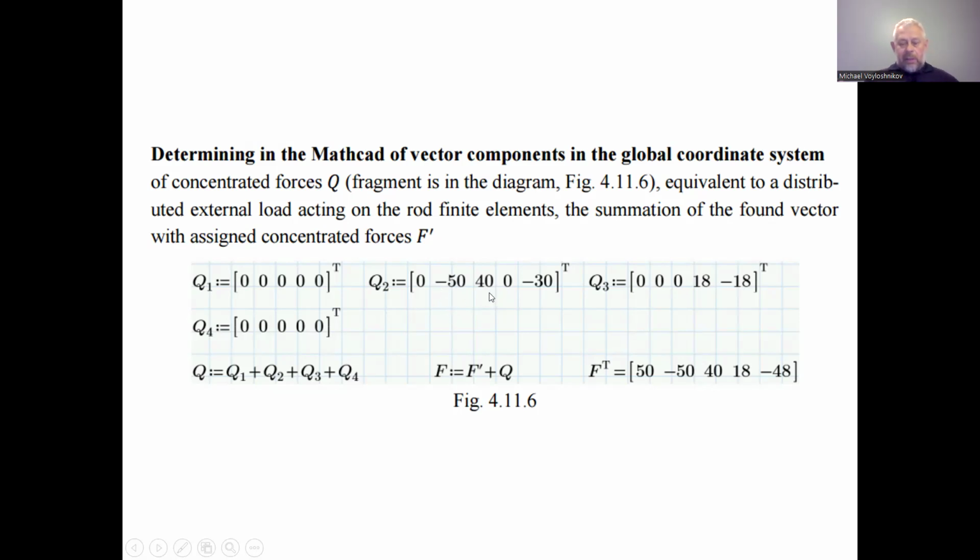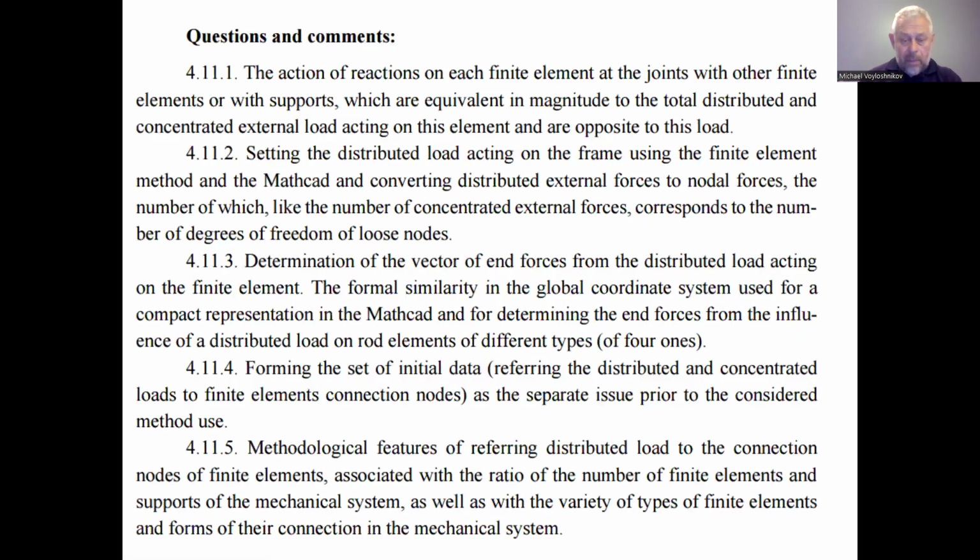So one of the main issues when we use the Mathcad computer algebra system and the finite element method is that we have to reduce the action load to the nodal load. This is a reduction of all loads applied to the nodes and applied within the finite elements as distributed load. This is reduced to the nodal load, equivalent to the assigned load on the finite elements of the considered mechanical system. So, questions and comments.